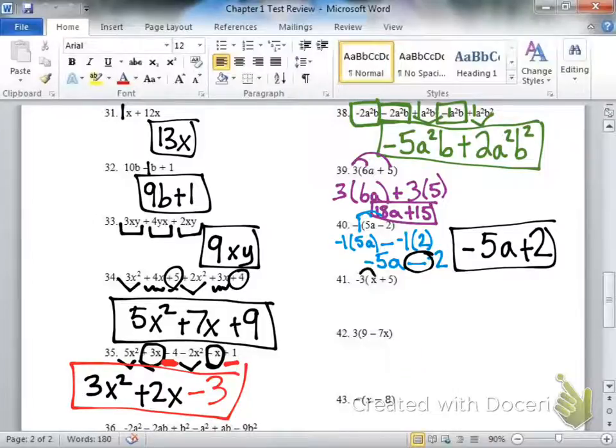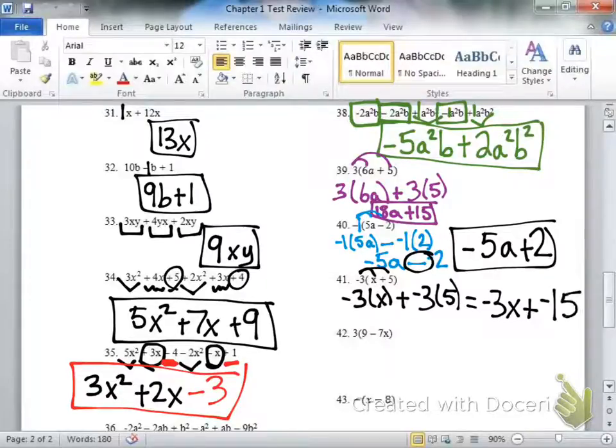Moving right along, number 41, I have negative 3 times x plus I have negative 3 times 5. Negative 3 times x is negative 3x plus negative 3 times 5 is negative 15. What is plus a negative? Minus a positive. So this is negative 3x minus 15.